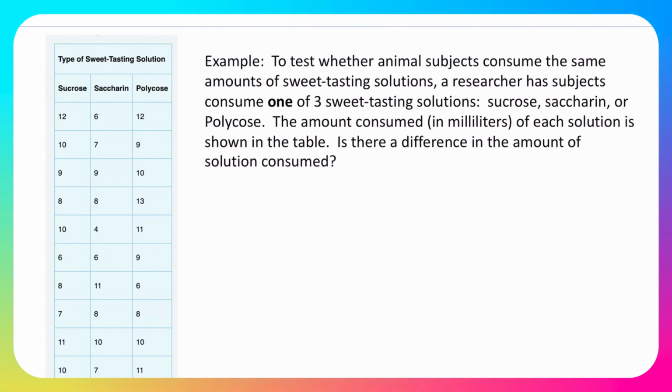So what's really important to note is that the subjects are consuming only one of these. So the subject was either in the sucrose group or the saccharin group or the polycose group. These 3 numbers here come from 3 different subjects, all right?